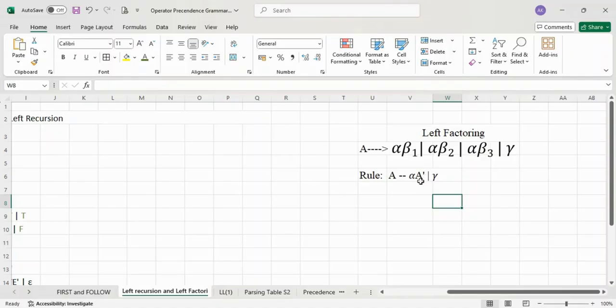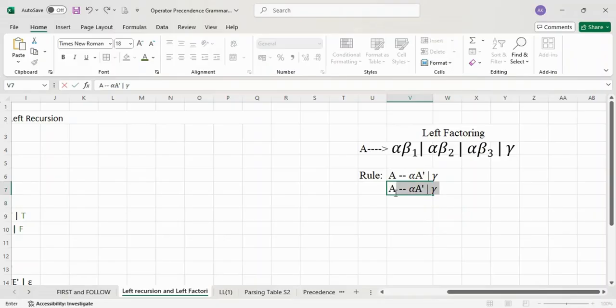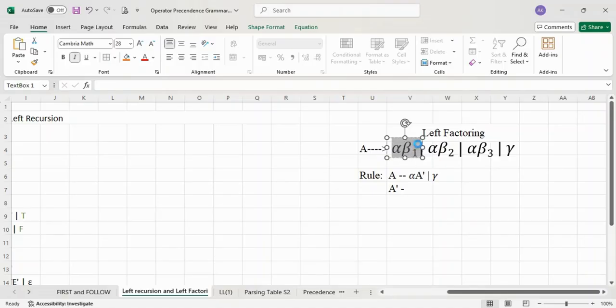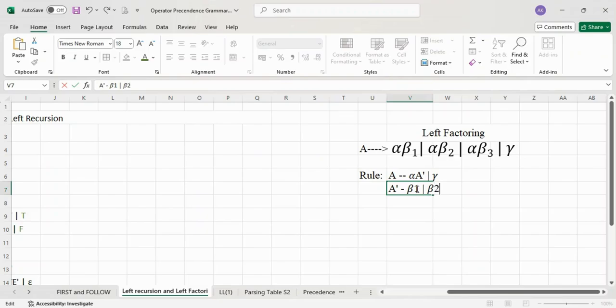What is alpha? Alpha is that starting symbol which is visible in multiple productions. I will have to add a production rule for A dash. With A dash, I write all my betas over here. So I will write beta 1, followed by beta 2, and whatever betas I have, followed by beta 3. So this is how left factoring is removed.